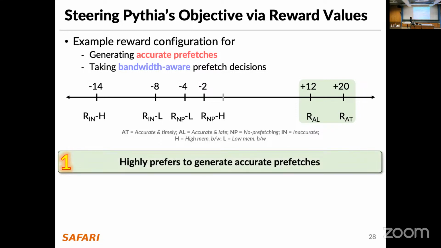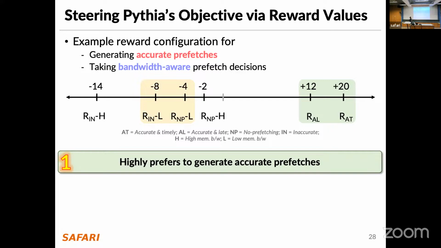And also, if you look clearly inside this, we are providing more reward for accurate and timely as compared to accurate and late. So it's going to prefer generating prefetch requests that are accurate and timely as compared to accurate and late. So that's the first level indication.